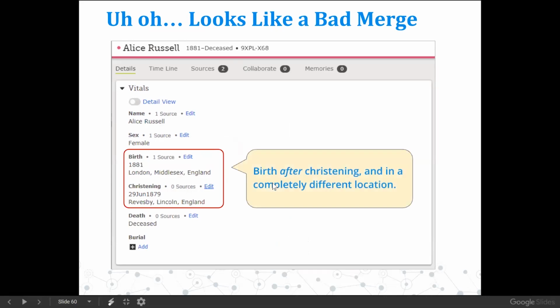When we look at the parents, oh, excuse me, and I forgot to point out, it's also a completely different location. If someone was born in London, England, we would not expect them to go over to the little parish of Revesby for a christening.